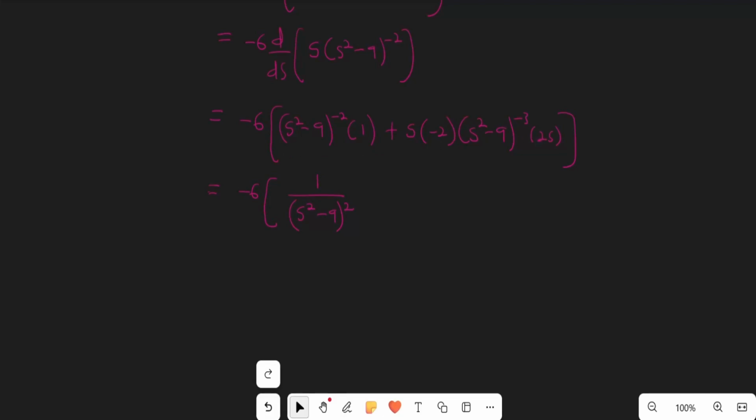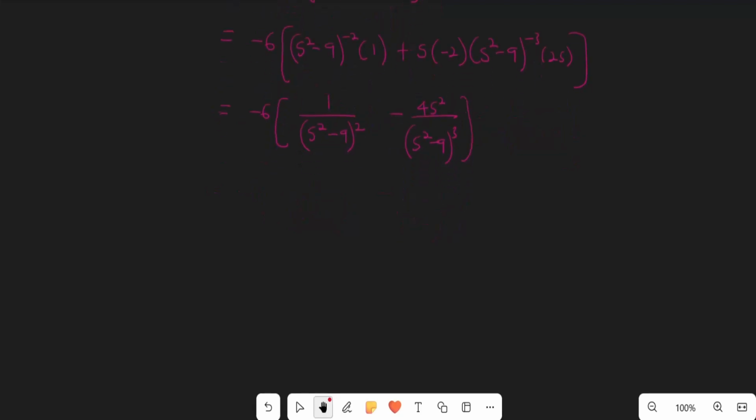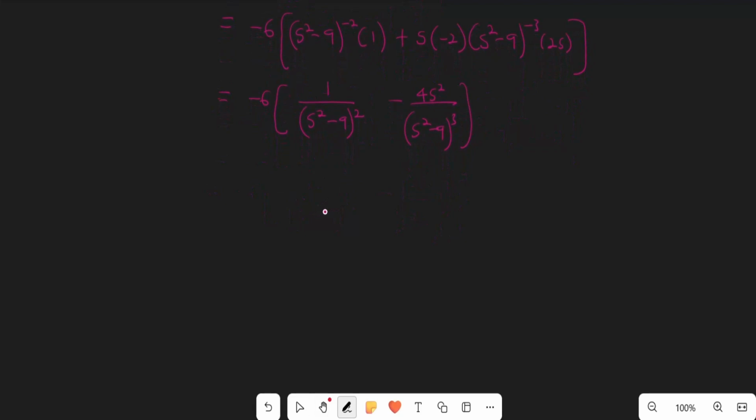And now negative 2 times 2 is negative 4. s times s is s squared. So that is negative 4s squared on top divided by s squared minus 9, all this one raised to the power 3. And now what do we have? We can take the LCM, right? So the LCM here is s squared minus 9, all this one raised to the power of 3. So this divided by this, that is s squared minus 9, minus this divided by this is 1 times the top, that is going to be 4s squared.